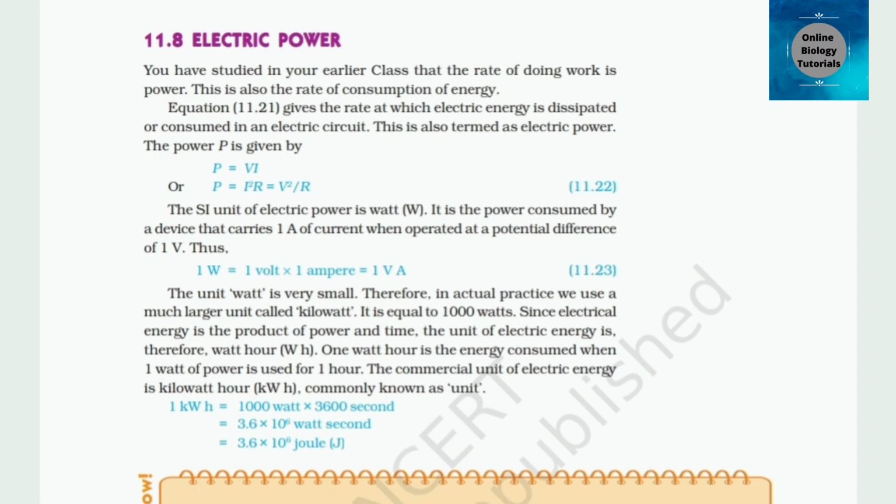Since electrical energy is the product of power and time, the unit of electric energy is therefore watt-hour, Wh. 1 watt-hour is the energy consumed when 1 watt of power is used for 1 hour. The commercial unit of electric energy is kilowatt-hour, kWh, commonly known as unit. 1 kWh = 1000 watt × 3600 second = 3.6 × 10^6 watt second = 3.6 × 10^6 joule, J.